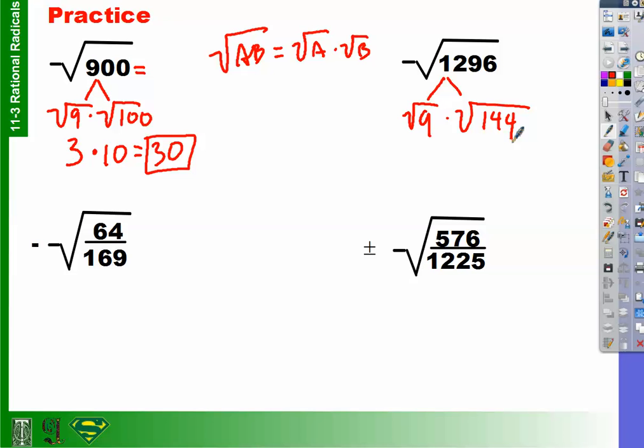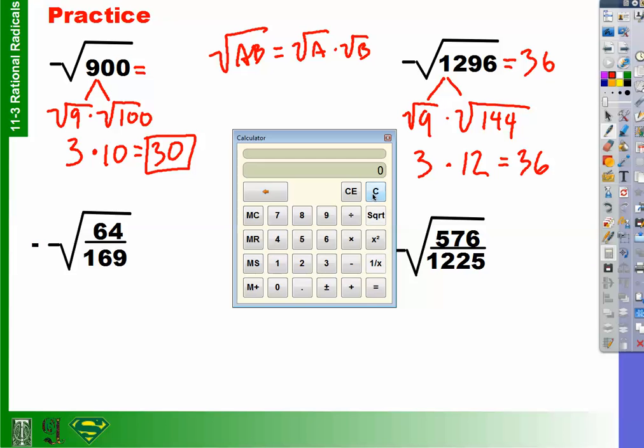Well, what is the square root of 9? 3. What is the square root of 144? 12. So what is 3 times 12? 36. So the square root of 1,296 is in fact 36, and you can use your calculator to prove that this rule that we're using works.